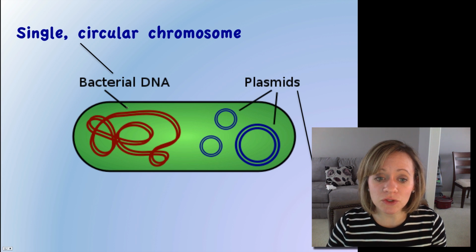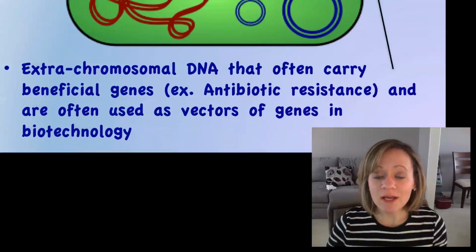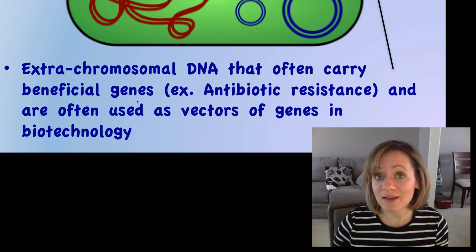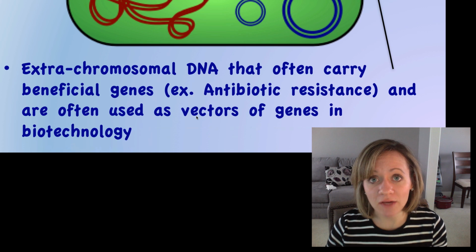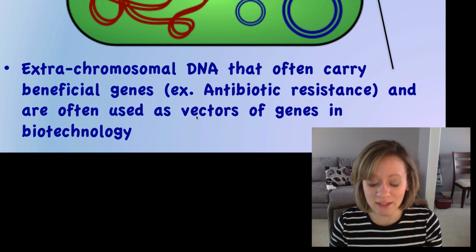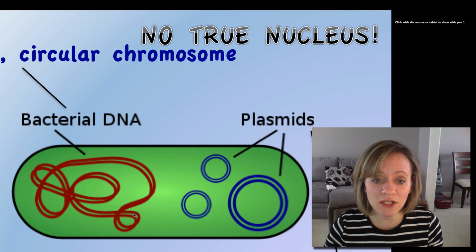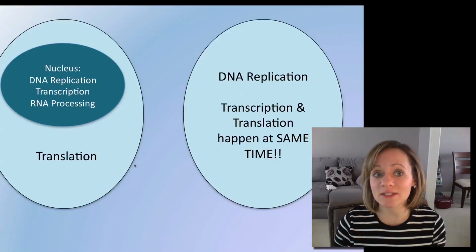So here's a very generic bacterial cell. We have our single circular chromosome, and we've got extrachromosomal plasmids. Now, something really cool about these plasmids is they can often contain beneficial genes like antibiotic resistance, and they're often used as vectors for genes, so they can carry genes along with them into various organisms in biotechnology. Now, remember, prokaryotes have no true nucleus, so this region here is simply called the nucleoid region, but it's not separate from the rest of the cell.